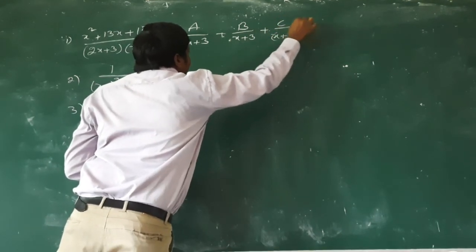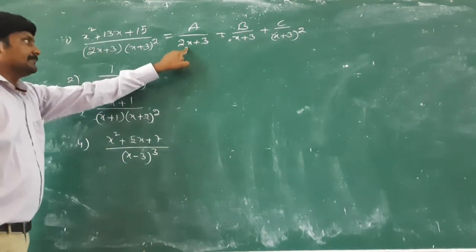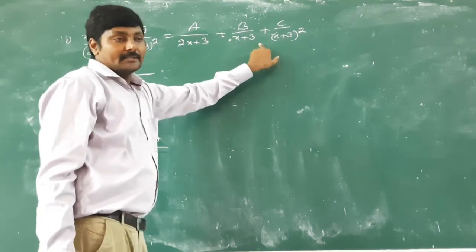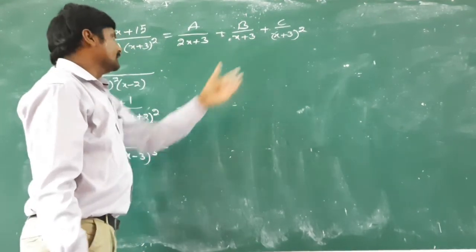This is the first step, and put x is equal to minus 3 by 2, and put x is equal to minus 3. You get two values, and put x is equal to any real number, you get the third one.